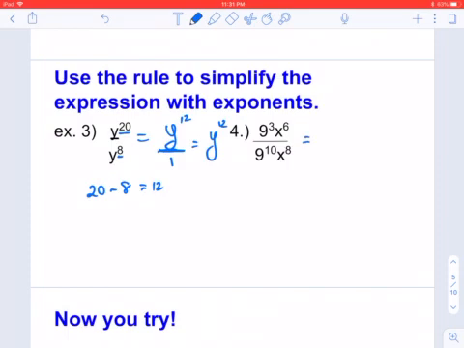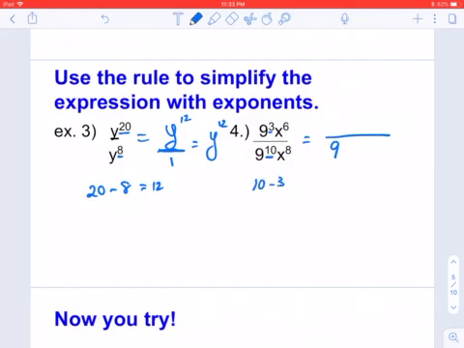Over here, we have two different bases. I'm going to make my fraction bar. Let's look at 9. That's our first base. And let's look at the exponents. We have 9 to the 3rd divided by 9 to the 10th. We see more powers of 9 in the denominator, so we're going to put our 9 down there. And how many powers of 9 are left?